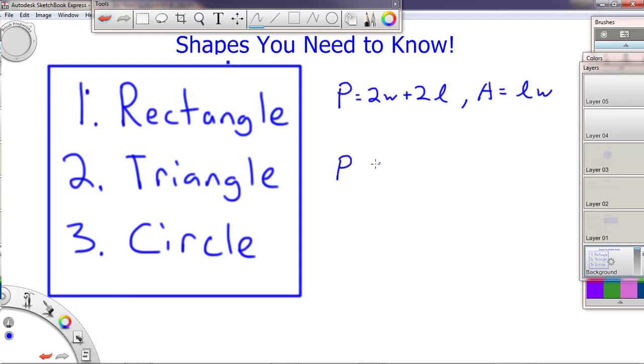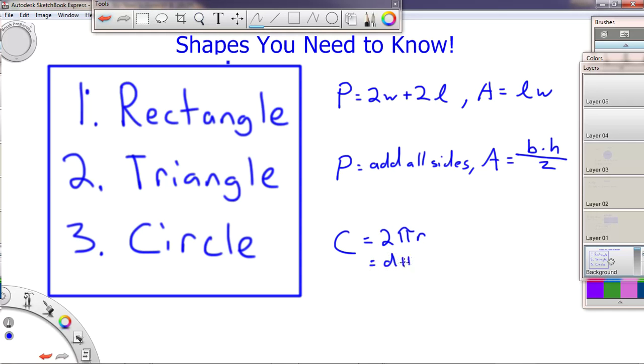Triangle perimeter, we don't really have anything. I'm just going to say add all sides. And the area was equal to base times height over 2. Similar to perimeter, but not the same word, I guess. The circumference of a circle, that's big C, was equal to 2 pi r, or we could say diameter times pi, same thing. And the area of a circle is equal to pi r squared, okay?